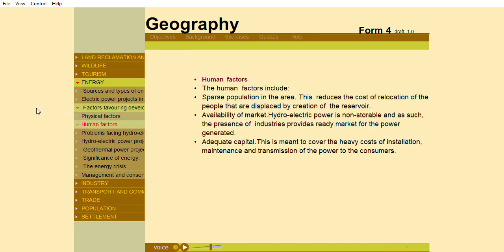The human factors include sparse population in the area. This reduces the cost of relocation of the people that are displaced by creation of the reservoir. Availability of market. Hydroelectric power is non-storable, and as such, the presence of industries provides a ready market for the power generated. Adequate capital. This is meant to cover the heavy cost of installation, maintenance, and transmission of the power to the consumers.